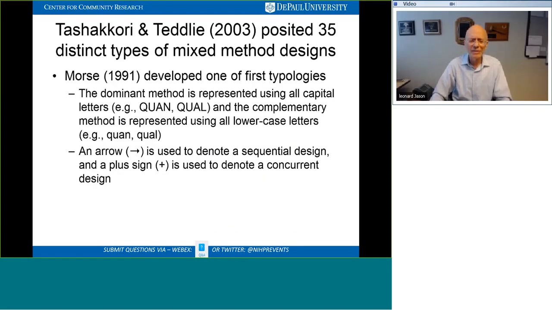Now, there are actually many different types of mixed method designs and many different ways of thinking about them. Morse developed one of the first typologies, and I'm going to talk a little bit about that one. The dominant method is usually represented by capital letters, like QUANT and QUAL, and the complementary method, or what's called the secondary method, is represented using all lowercase letters, like quant and qual. Usually there's an arrow used to denote a sequential design, and a plus sign is used to connote a concurrent design.